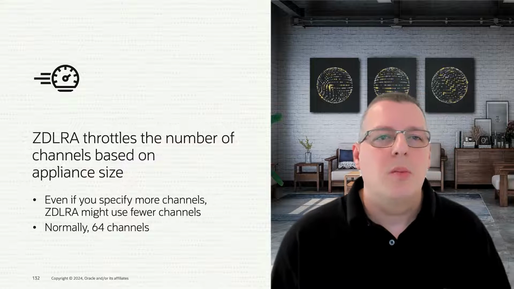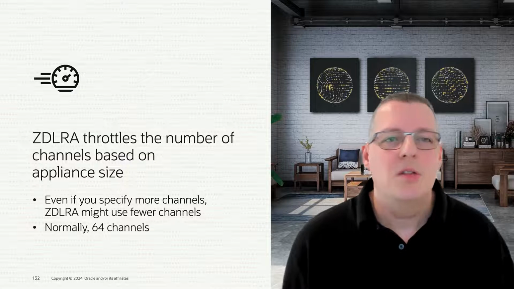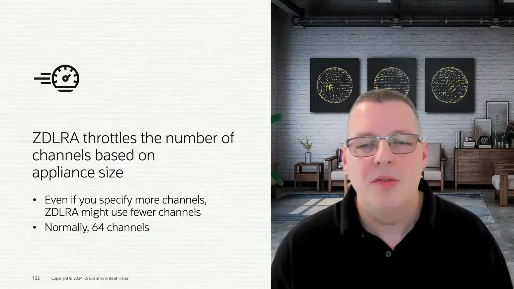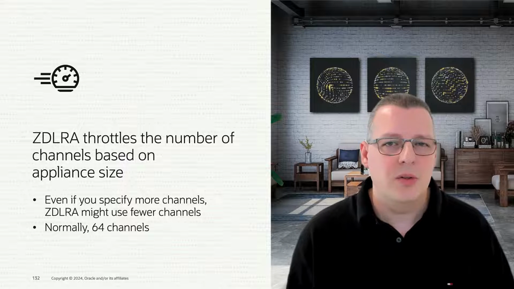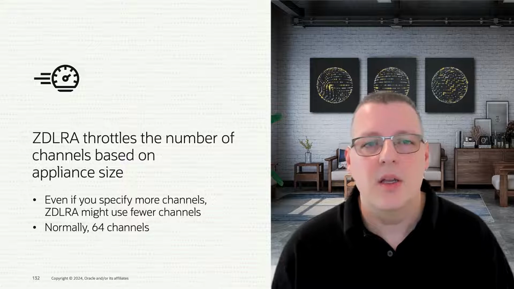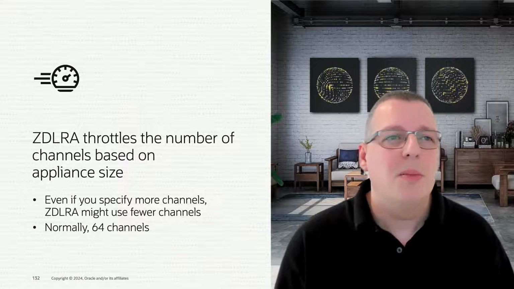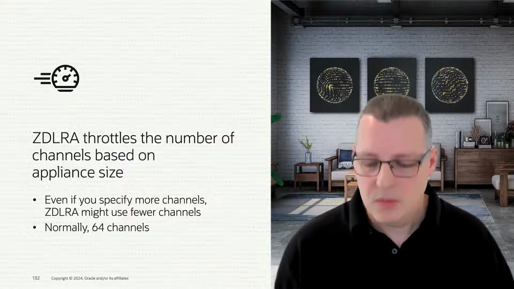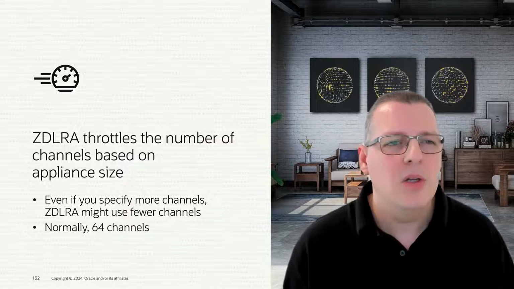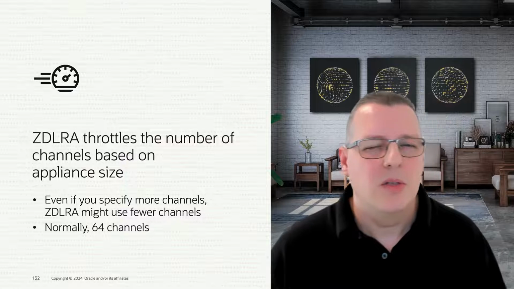The recovery appliance throttles the number of channels based on the appliance size. So if you have a powerful machine on your source and on your target and you are using a lot of channels, maybe the recovery appliance will throttle down the number of channels. So it usually uses the 64 channels.